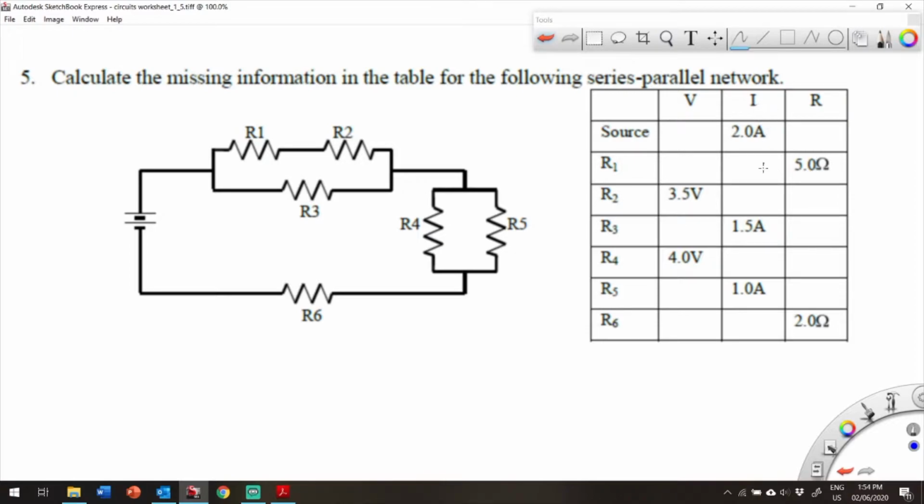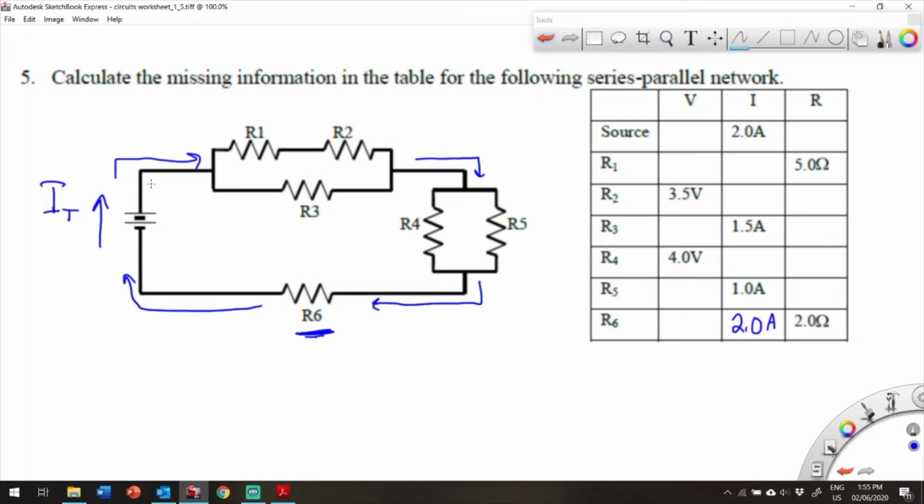Looking at this table, it seems like we're missing a lot of information, but there's some information we can immediately put in. We know that the total current flows through the battery and basically all parts of that circuit. It'll flow through this part, this part, and this part, and it'll also flow through this part. So the total current flows through R6, and R6 will have a current of 2 amps flowing through it.